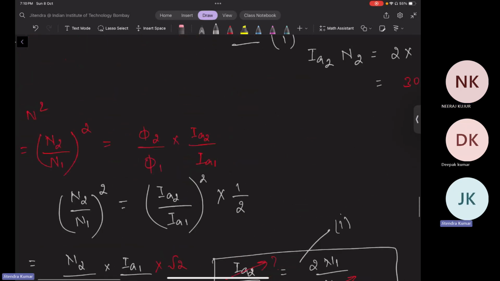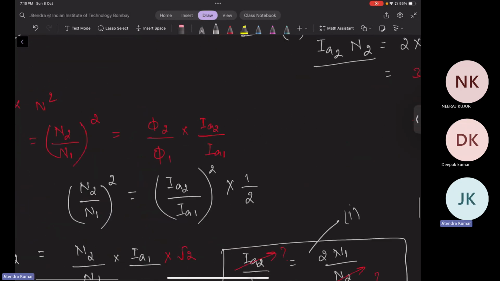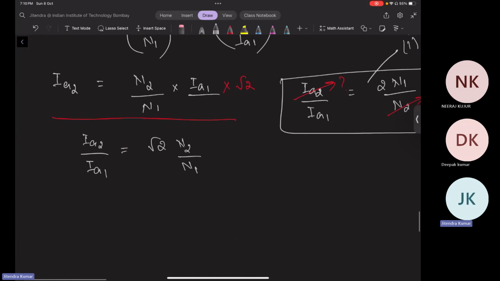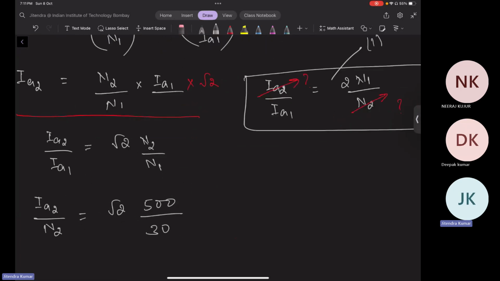So from the first condition we got N2 IA2 is equal to 30,000, and from this condition, if we manipulate in that manner, IA2 divided by N2 is equal to root 2 into N1 by IA1. N1 was 500, IA1 was 30. So it is different from this. That's what I wanted to point out: from the first condition, when the ratio of back EMFs was 1, it means losses were negligible.